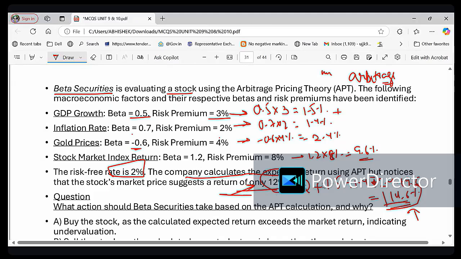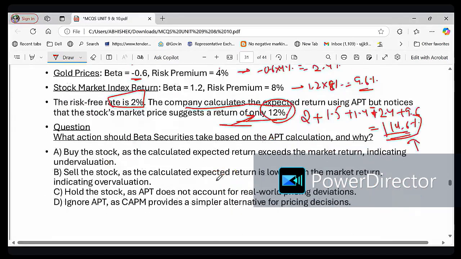And a smart investor grabs such a chance, right? One who is smart grabs such a chance. So what should they do? Option A, buy the stock, as the calculated expected return exceeds the market return. Please answer now. I hope I have given you sufficient insight. Option B, sell the stock as the calculated expected return is lower than the market return. Option D, hold the stock and ignore APT. What do you think? Should they buy the stock?